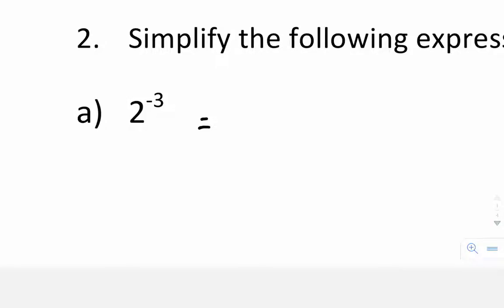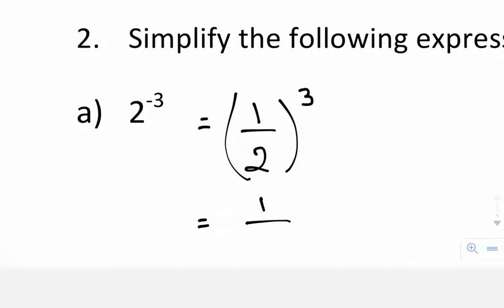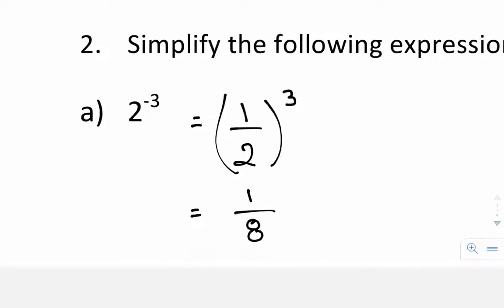Again, with a negative exponent, I just reciprocate it, and I raise everything to the exponent of 3. And that gives me 1 over 8. Because 1 times 1 times 1, that's 1 multiplied by itself 3 times, gives me 1. And similarly, 2 times 2 times 2, that's 2 multiplied by itself 3 times, gives me a value of 8.